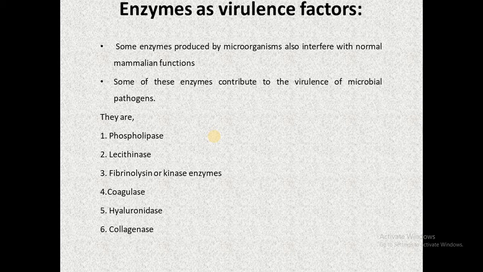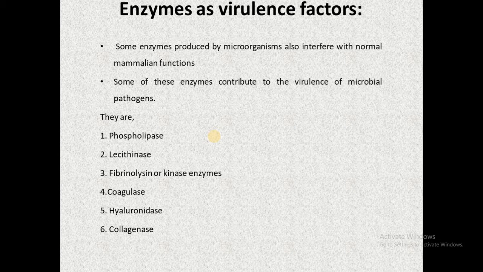These enzymes produced by microorganisms also interfere with normal mammalian functions. So this will interfere with our normal functions. Some of these enzymes contribute to the virulence of microbial pathogens. They are phospholipase, Chitinase, Fibrinolysin or kinase, Collagenase, and Hyaluronidase.